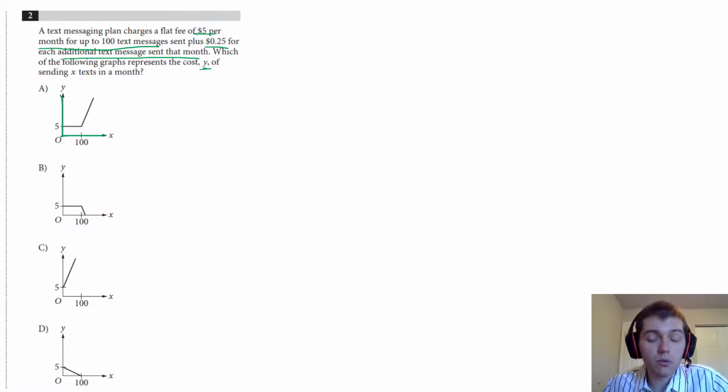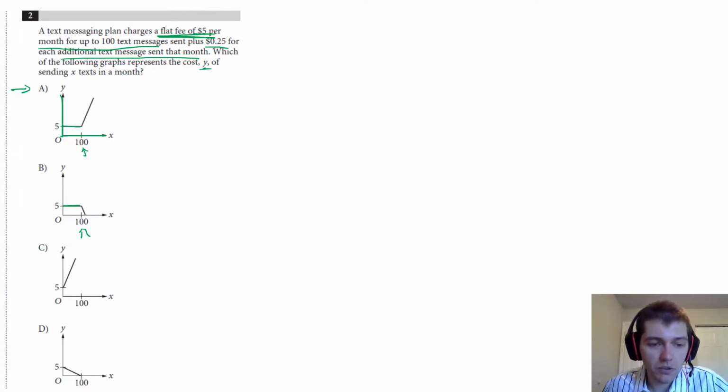So it looks like you have to go through each graph individually and decide which one is correct. So they start with the $5 flat fee, $5. So you know that'll be a flat line on the plot. So you can look at which one has that flat line at $5. And you can see that A, it does. Right here is the flat line at $5. B, it does flat line at $5 up to 100 text messages. Whereas C and D do not have that flat line.